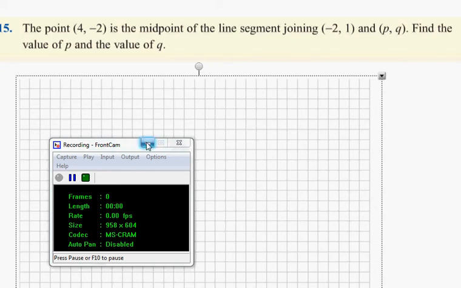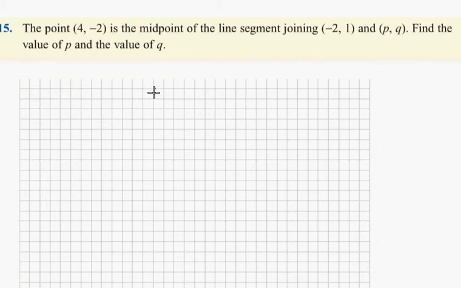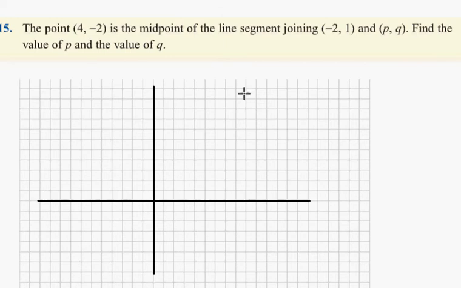Now, what we have here, guys, is the point (4, -2) is the midpoint of the line segment joining (-2, 1) to PQ. Find the value of P and the value of Q. Now, if I was to draw this using a graph, what you could do is this. You could say, and I'll space it out, I'll go 1, 2, 3, and 4, and then 1, 2, 3, 4, minus 1, minus 2, minus 3.